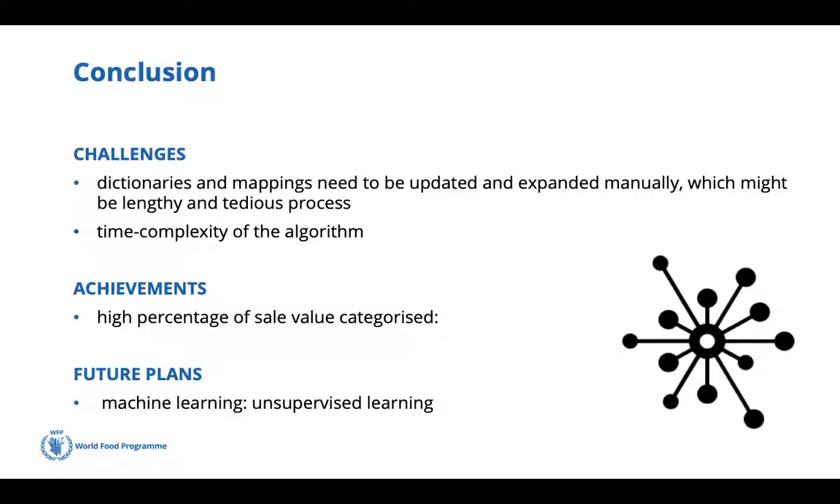About the achievements, with this algorithm, we have achieved quite a progress in identifying products and grouping. In Lebanon, for example, in October 2018, the sale value of categorized sales is 90%, in Syria 67%, in Jordan a bit less, 56%, while in Iraq it is 93%. And for the future, the way to go is to continue exploring the possibility of unsupervised machine learning. This is how we would remove, at least partially, the manual work that is needed to construct the dictionaries, and also the scaling up would be way faster and easier.